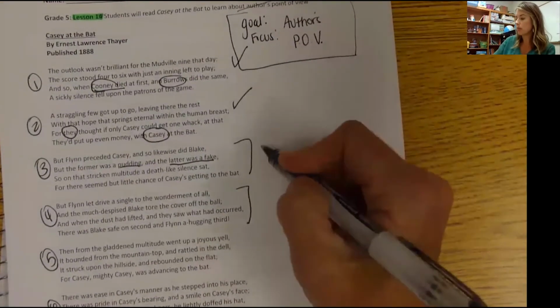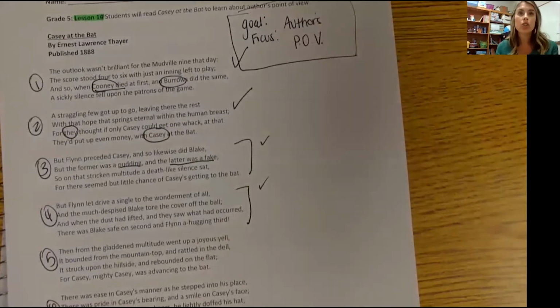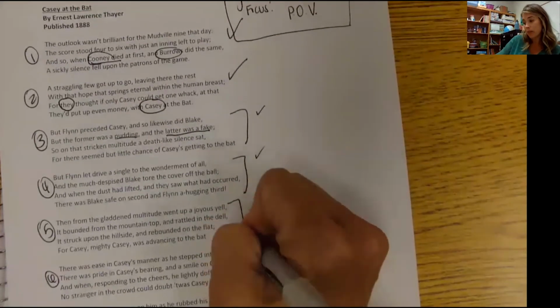Stanza 4, excuse me. But Flynn let drive a single wonderment to the wonderment of all, and the much despised Blake tore the cover off the ball. And when the dust had lifted and they saw what had occurred, there was Blake safe on second and Flynn a hugging third. Next stanza, 5.